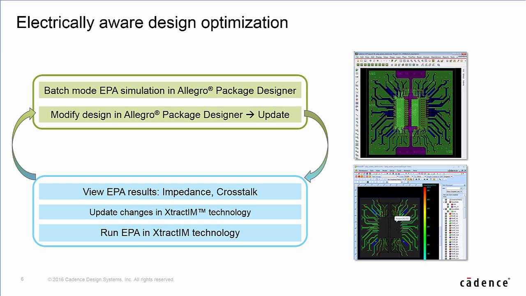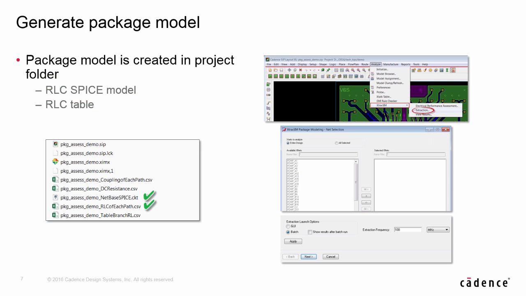This flow is started from APD, running batch mode EPA. When the simulation is completed, the result viewer will be displayed side by side with APD. The designer can easily identify the design weakness according to the color spectrum in the result viewers. Zooming into those red color areas will bring up the corresponding location in APD. In the next iteration, the designer modifies the design in APD, saves the design, and reruns the simulation. The design change will be automatically updated to XtractIM, so the design can be optimized very soon.